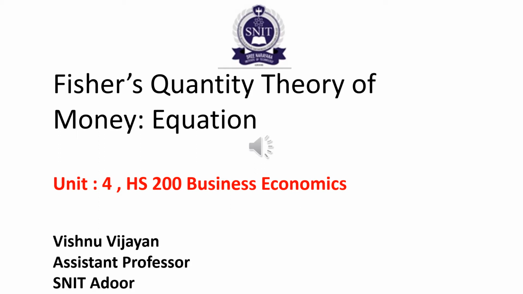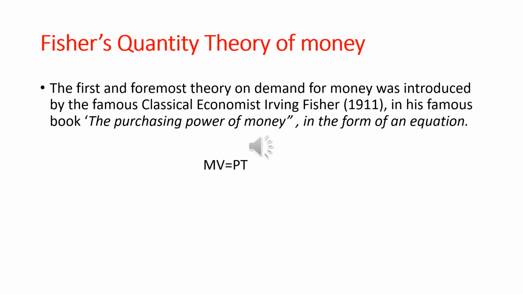So, let's go to the next slide. Let's see in detail what Fisher's quantity theory of money is. Fisher's quantity theory of money, the first and foremost theory on demand for money, was introduced by the famous classical economist Irving Fisher in 1911 in his famous book The Purchasing Power of Money, in the form of an equation, that is MV is equal to PT. That is the equation of Fisher's quantity theory of money. You have to study by heart: MV is equal to PT.